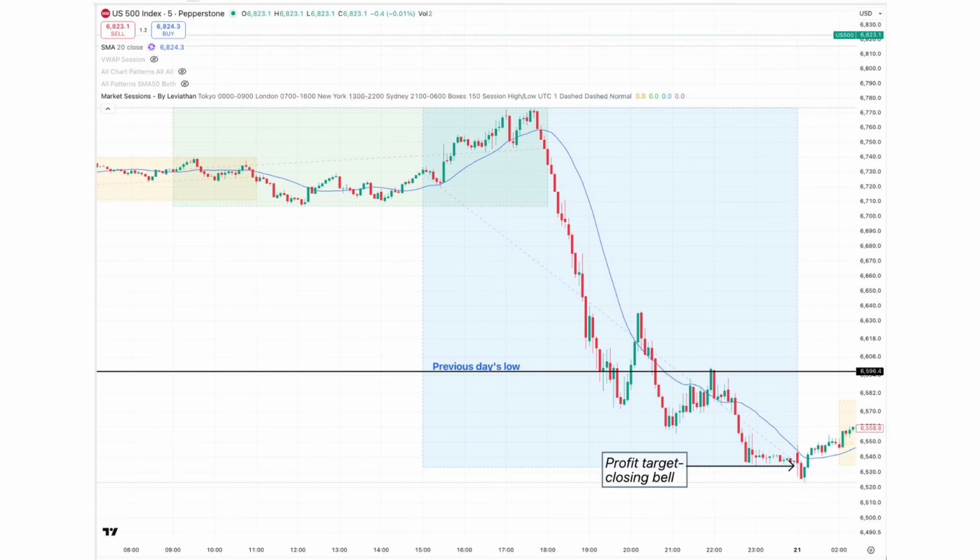This is a true scalp. You're not trying to capture the entire trend. You're simply trying to capture those last 15 minutes and the urgency that the institutions and hedge managers are putting on that trade.